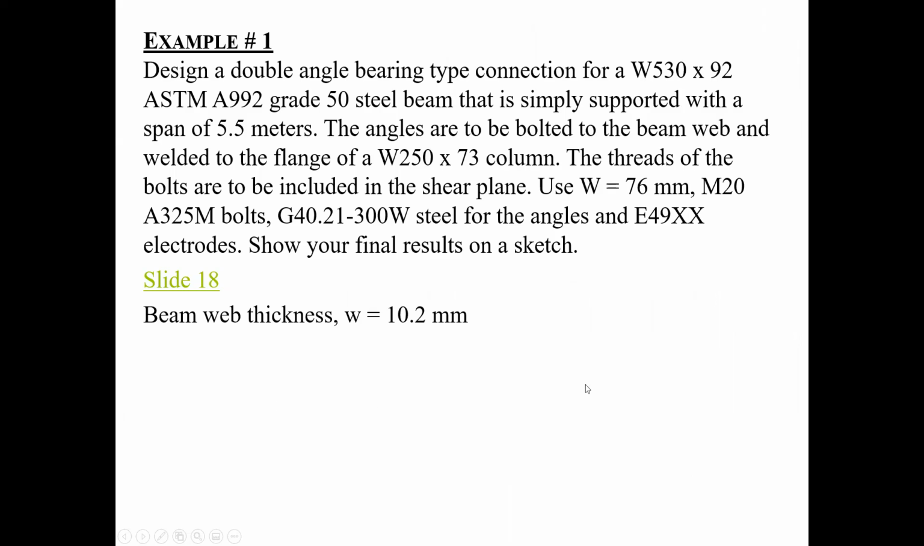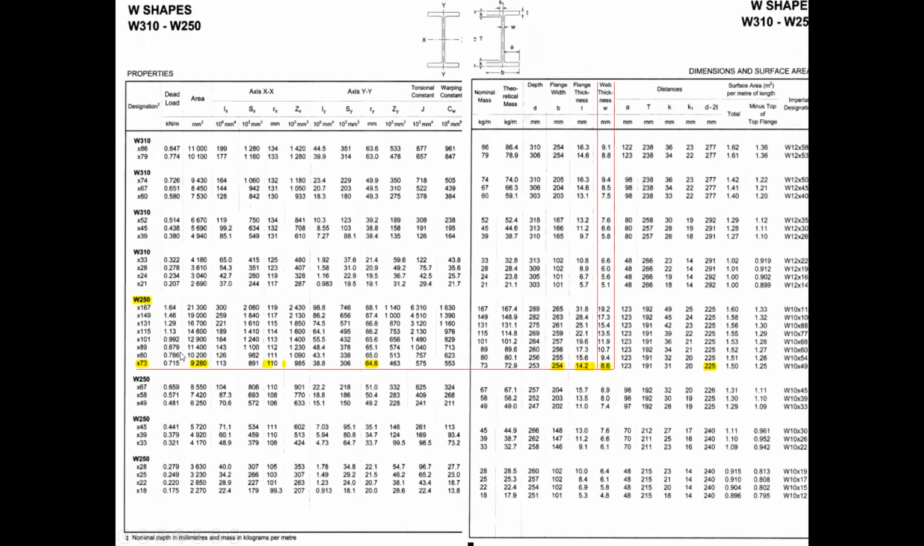Now, I also need to know the thickness of the flanges of the column because I want to make sure that they meet the minimum requirement according to the table. So I will also look at a W250 by 73. The thickness of the flange is 14.2 here, okay? And of course, the other thing I might be interested in seeing right now, because I want to make sure everything works, is this value here, 192, okay? So at the end of the day, I want to make sure that I have enough width here to be able to put those two angles, okay?